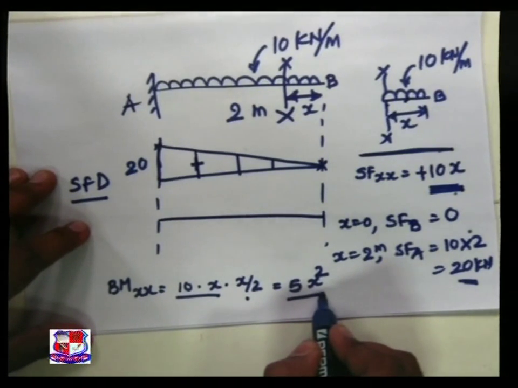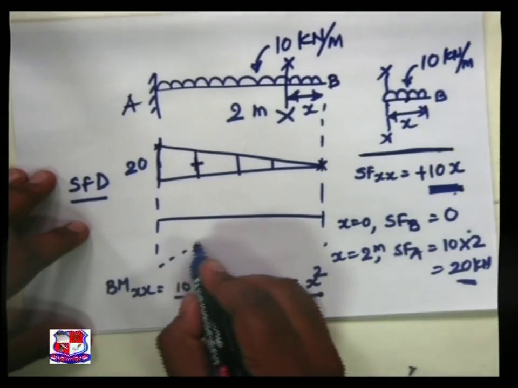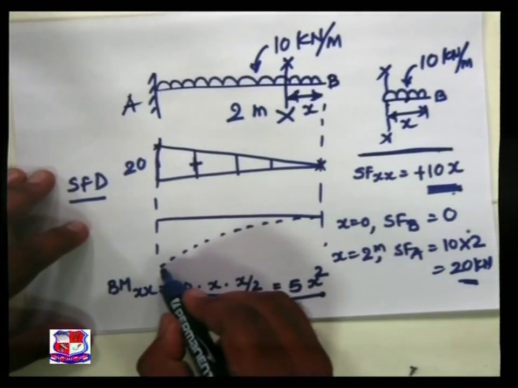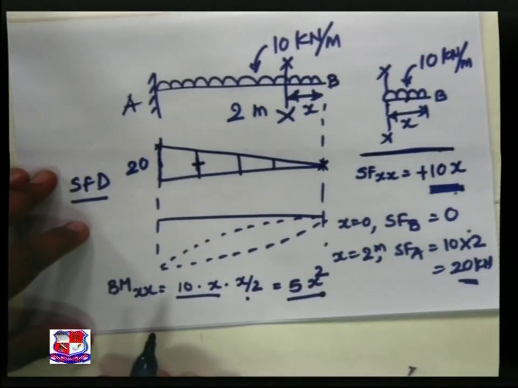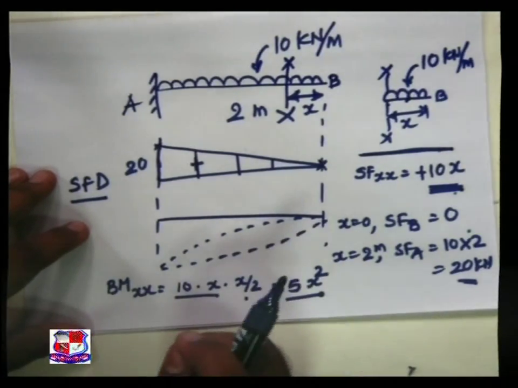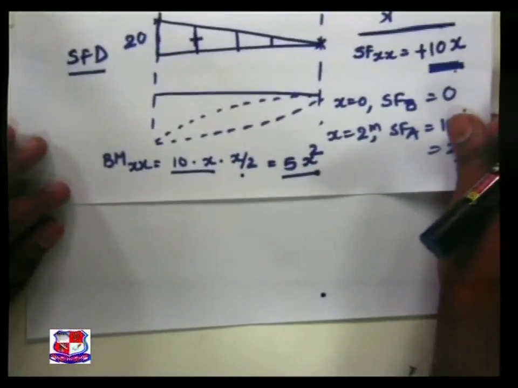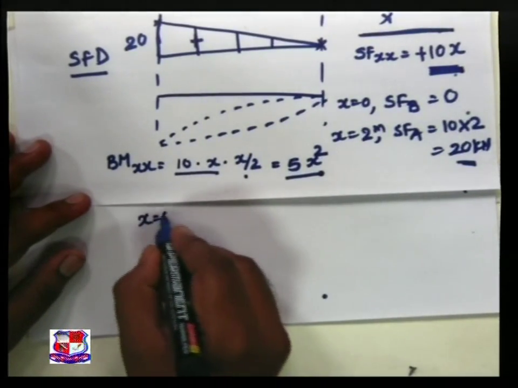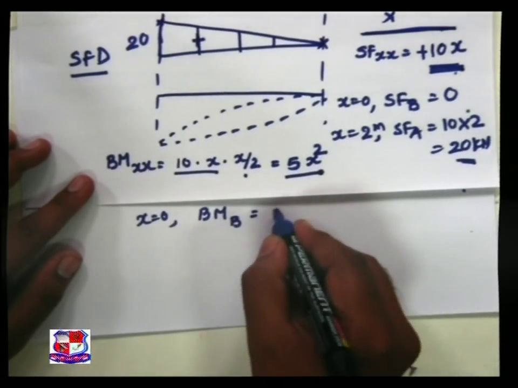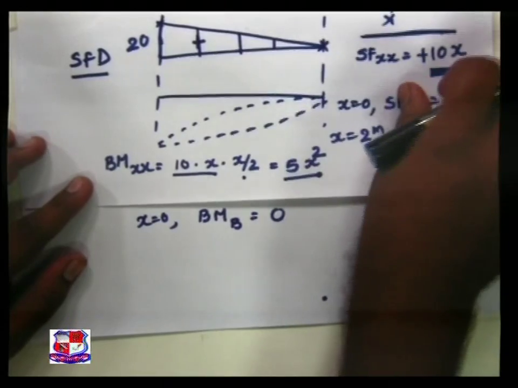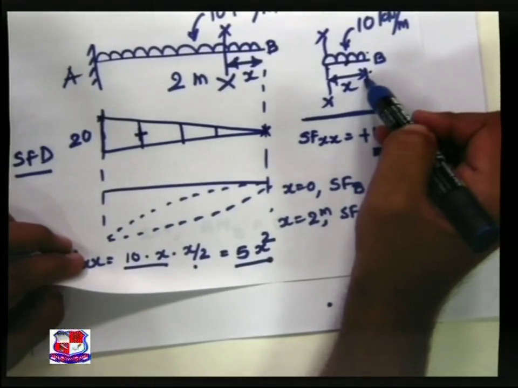Now, which parabola is it? Can I adopt this one, or can I adopt the inverted parabola? Which one will I adopt? Let us see by taking the intermediate point results. First, take x is equal to 0. My bending moment at B is equal to 0, because when x is equal to 0, just visualize here, we can achieve the bending moment variation at B.